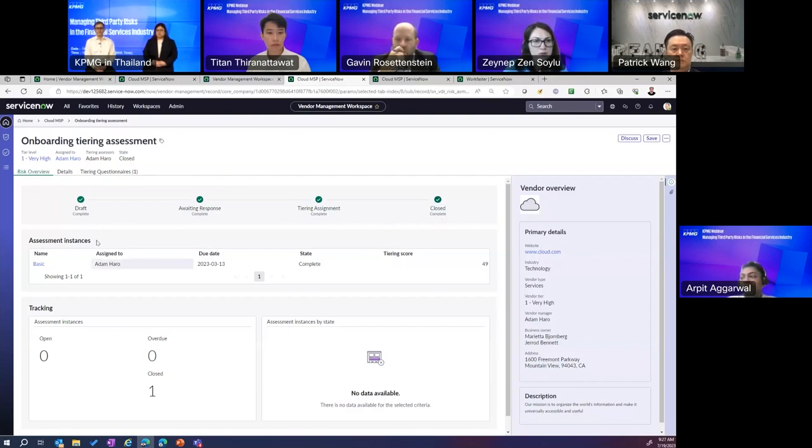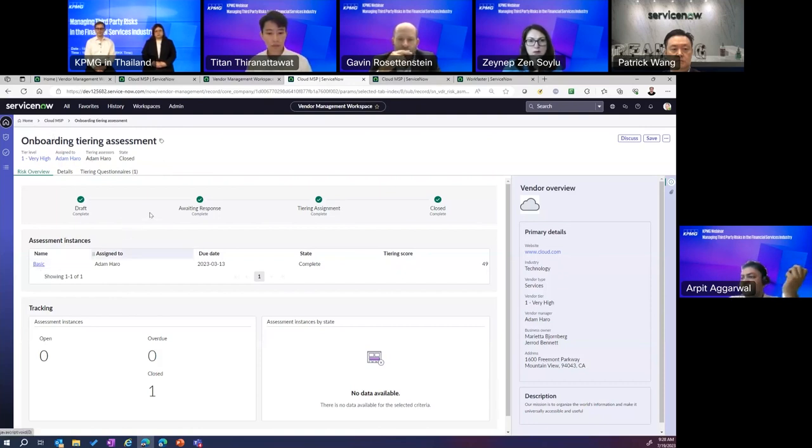Based on the responses received to the assessment, the platform will calculate a score and populate the tier level, which we see here as very high for the vendor. And these questions, which I'm going to show you right now, are configurable as per the needs of the client. So for this particular vendor, we sent out a list of questionnaires to the internal organization.